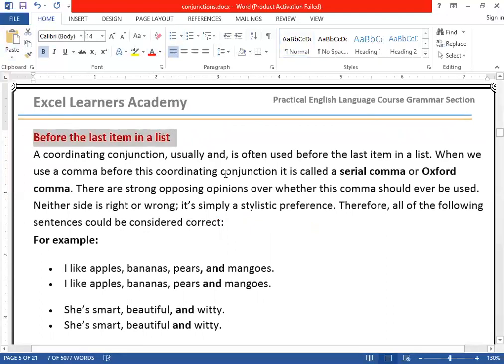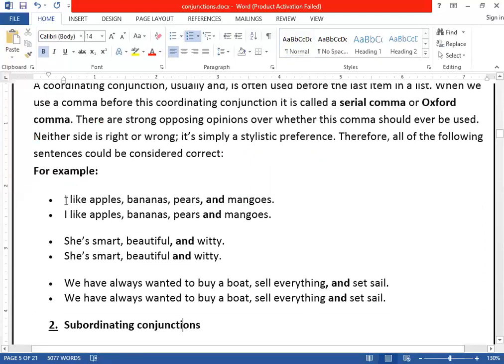We use a comma, clear, with the last item in a list. Here are some examples. Let's come directly to the examples. I like apples, bananas, pears, and mangoes. Can you see? We put it, and both of them are correct. Either you put the comma or you don't want to put it. So both of them are correct.